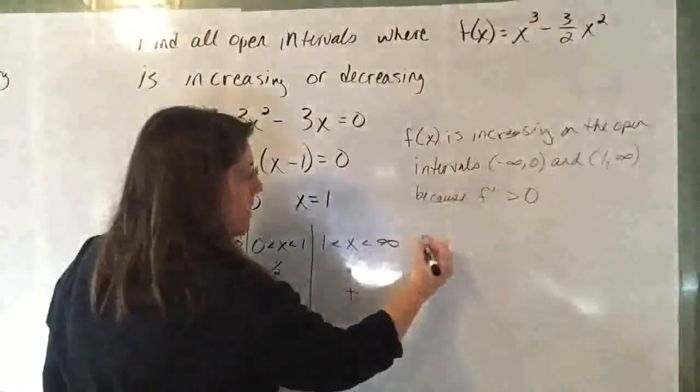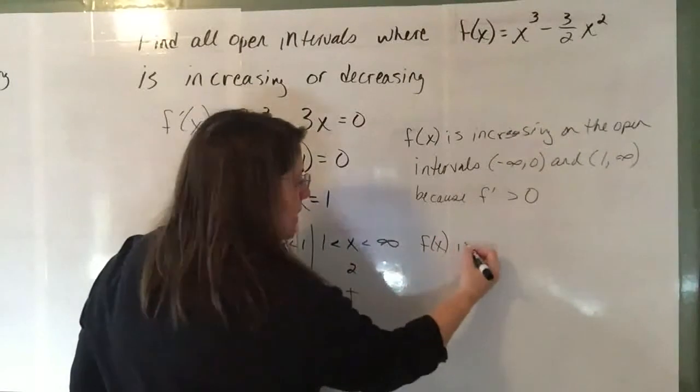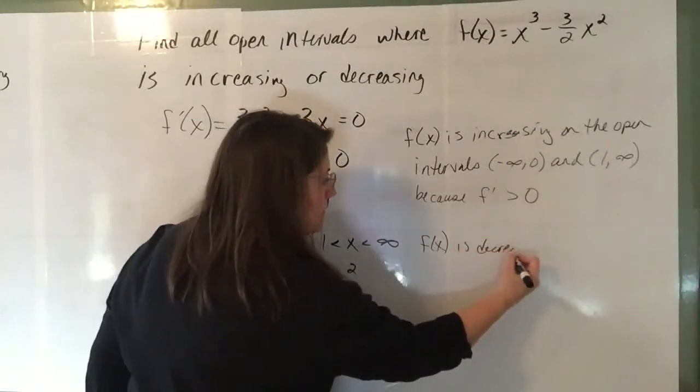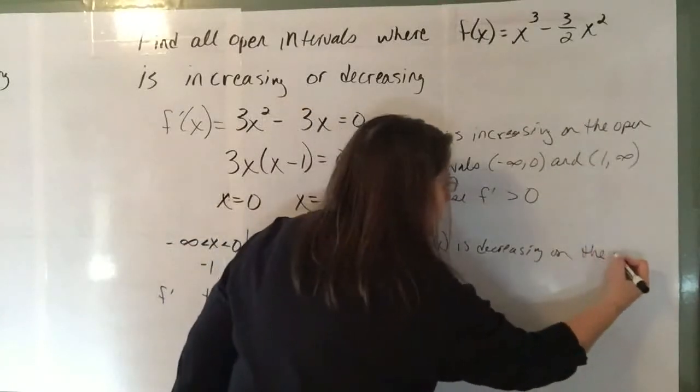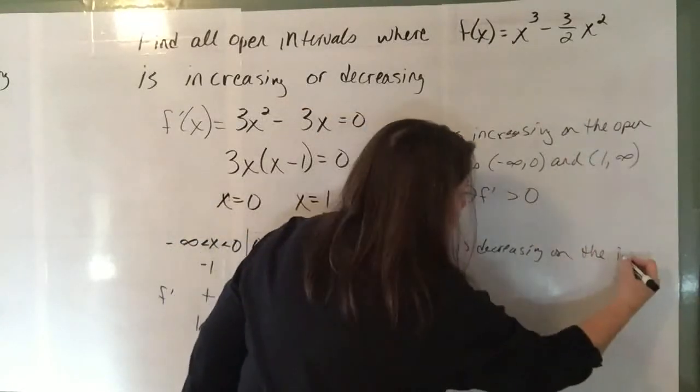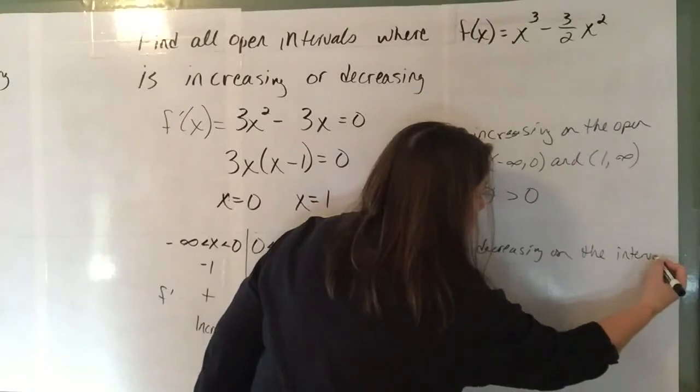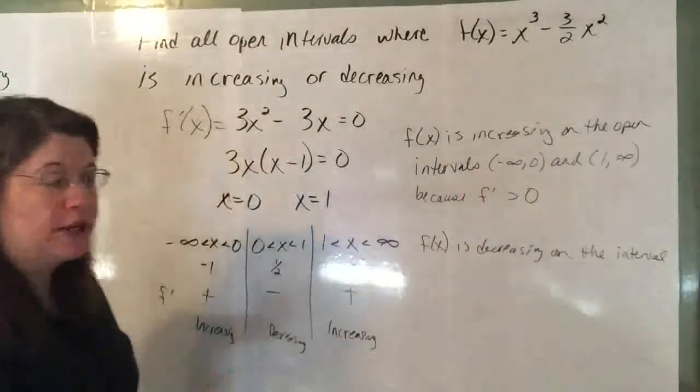I can then justify that f of x is decreasing on the open interval. Now, I could just say on the interval, because if I use parentheses, I know they're open intervals.